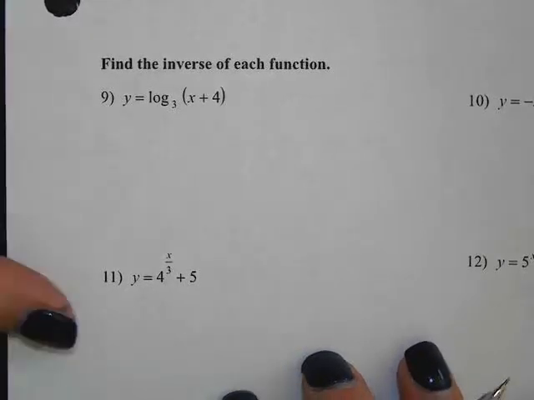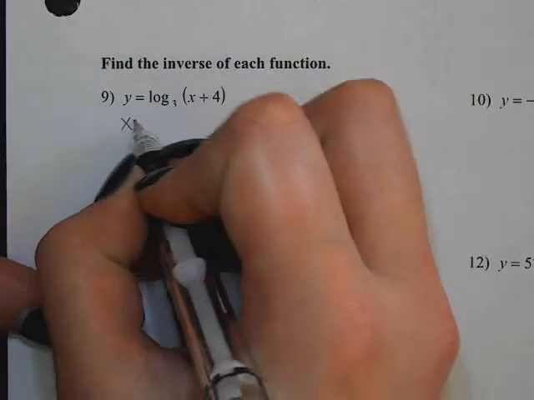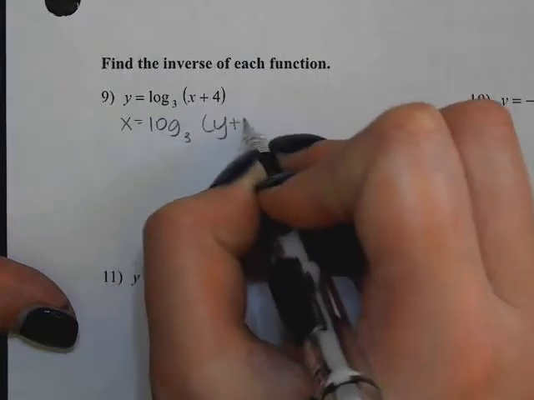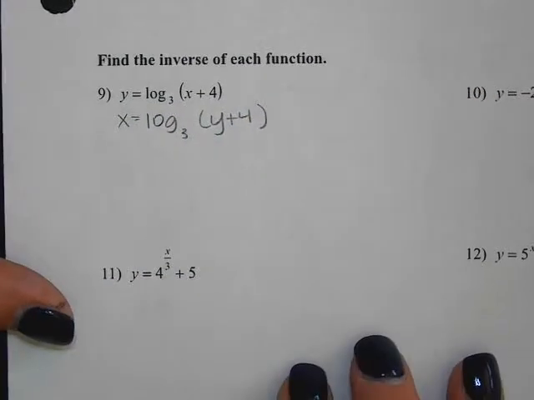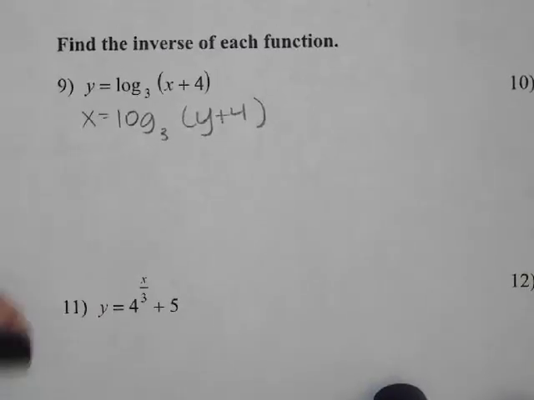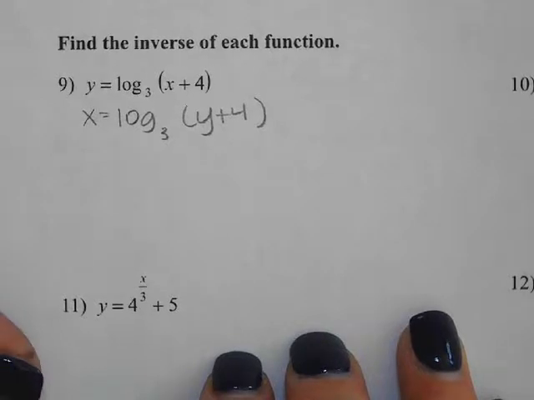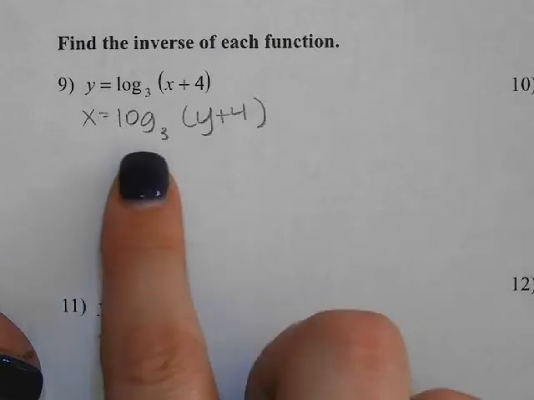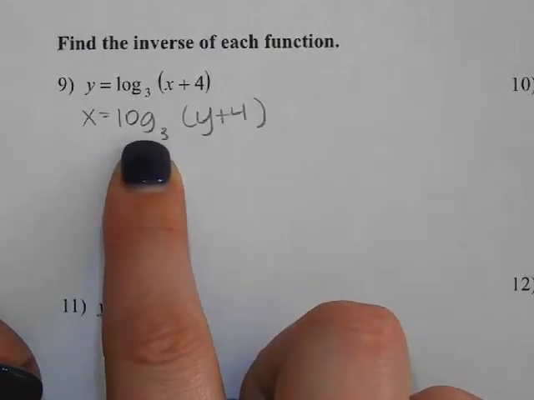You switch x and y. Okay, so I'm going to say x equals log base 3 of y plus 4. This is number 9 on the boring worksheet. Okay, so now our goal is to solve for y. So first we ask ourselves, is there anything we could add or subtract to the other side? Nope. Is there anything we could multiply or divide to the other side? Nope. So now we have to think about the exponent part, which for us is going to mean we have to get rid of the log and turn this into an exponential problem.